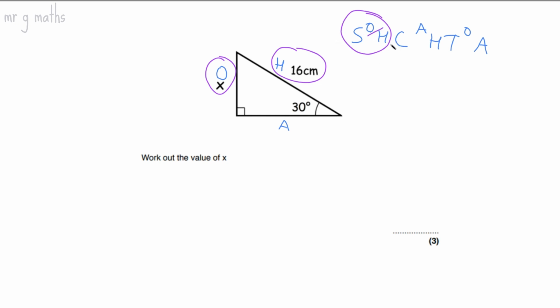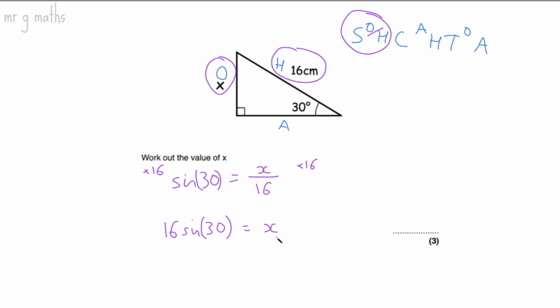So again, thinking of this as being a fraction, we're going to basically do sine 30, in this case our angle's 30 this time rather than 40, equals O over H, so O is x, and H is 16. So this time, this is our equation that we've formed. And once again, we're going to have to rearrange it to find the value of x. In this case, the x is on the top of the fraction. So rather than doing what we did last time, we're going to times both sides by 16. This gives us 16 sine 30 is equal to x.